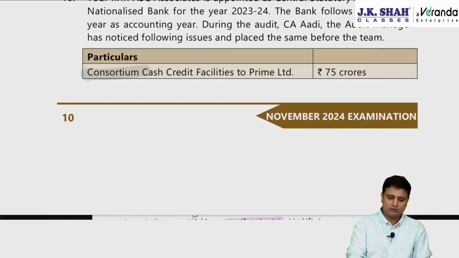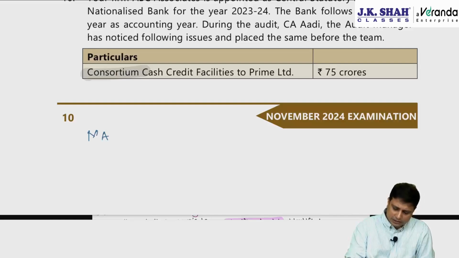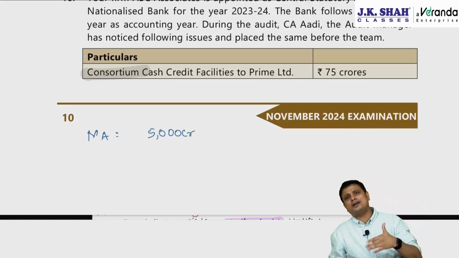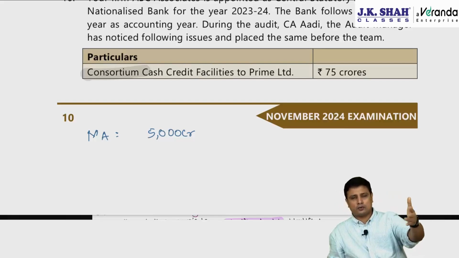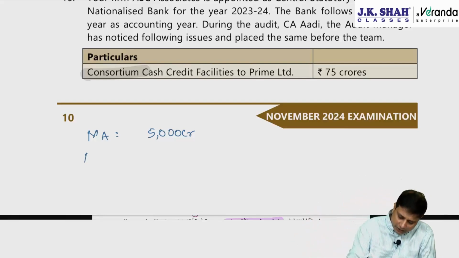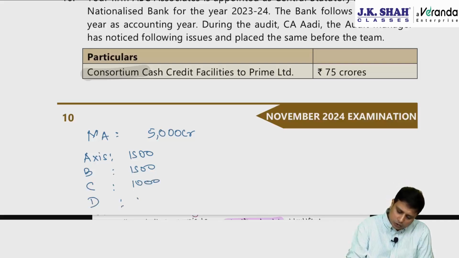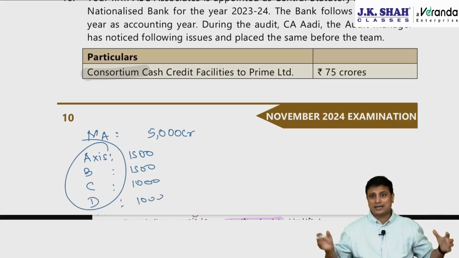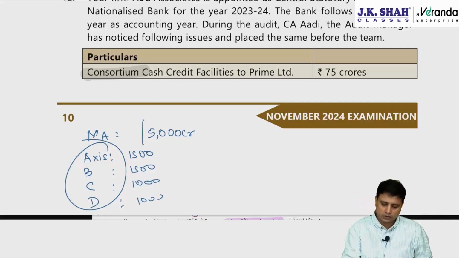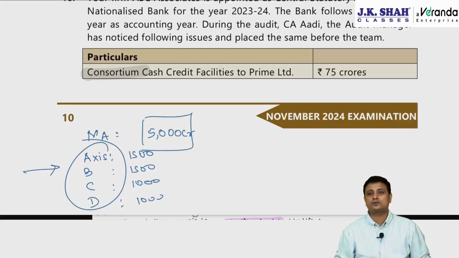What is a consortium? For example, let us say Mukesh Ambani ji needed 5,000 crores. So when he needed 5,000 crores, he went to Axis Bank. Axis Bank said, I do not have 5,000 crores in hand right now to give you, but no problem, I can arrange. Axis Bank itself gave, let us say, 1,500 crores. He got Bank of India, which also gave 1,500 crores. He got Canara Bank. They also gave, for example, 1,000 crores. They got Dena Bank. They also gave 1,000 crores. So these 4 banks came together and gave 5,000 crores to Mukesh Ambani ji. These 4 banks will be called what?